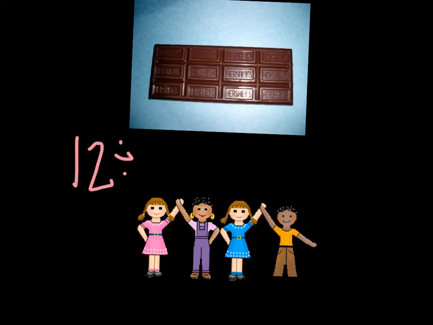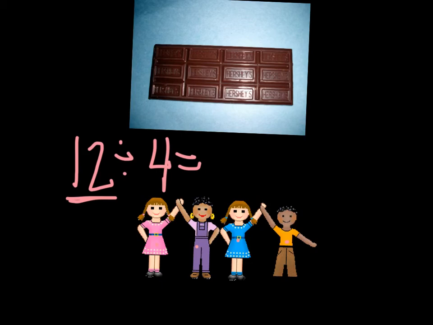Now, how many friends did I say I was going to divide among? I have 1, 2, 3, 4. So my divisor is 4 because I have 12 pieces and I want each one of my friends to have the same amount. I need my groups to be equal. So I'm going to divide the 12 pieces of candy among 4 of my friends. Now I just have to figure out what the answer is.